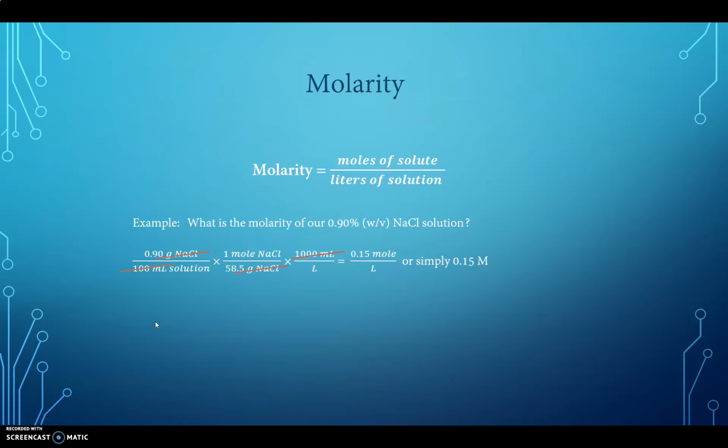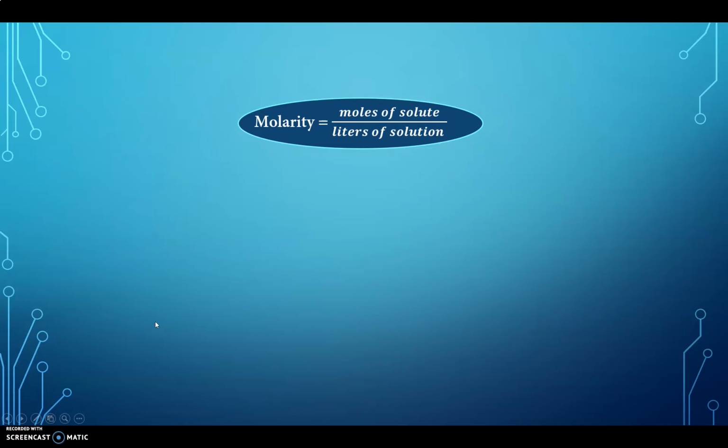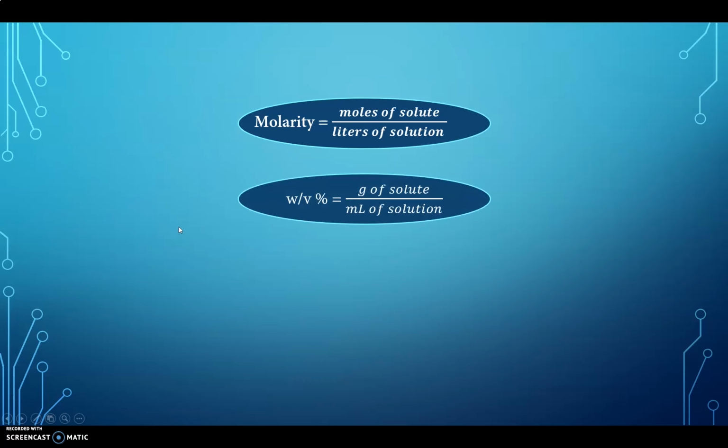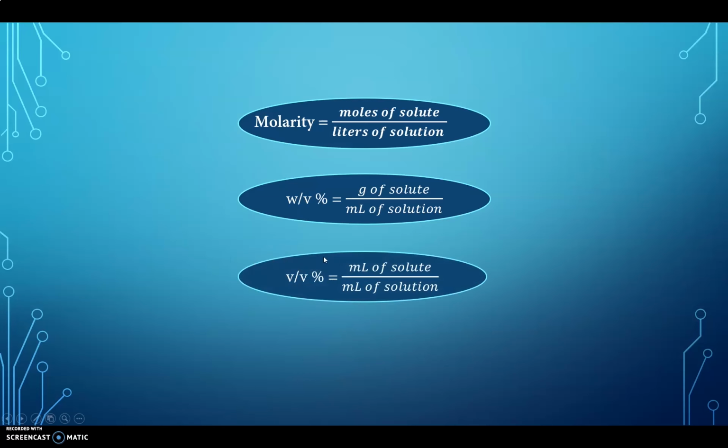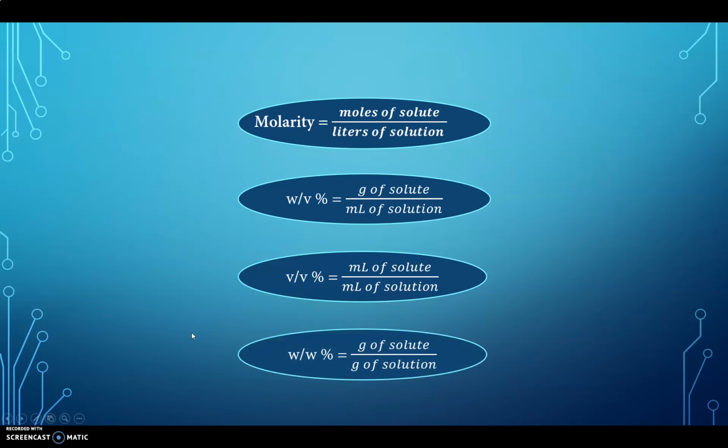So in summary, we now have 4 different ways of measuring concentration. Molarity, which we just talked about, moles in the numerator, liters in the denominator. We also had our 3 different kinds of percentages, our weight-volume percent, and our volume percent, and our weight percent. Going back and forth between these is relatively simple.